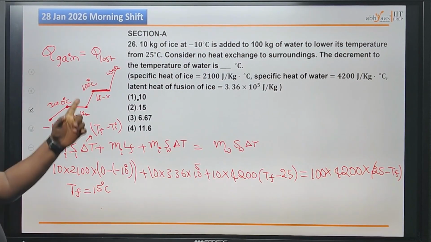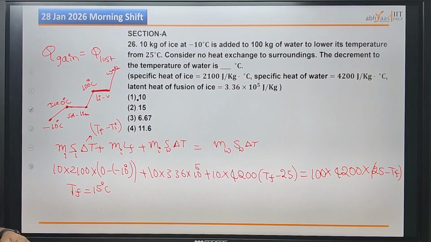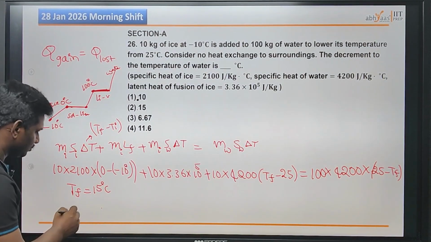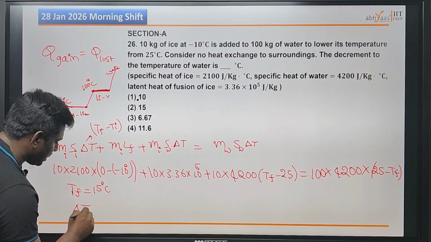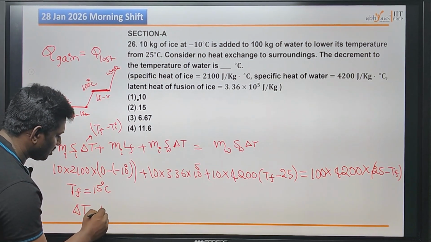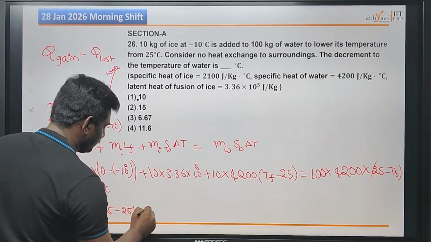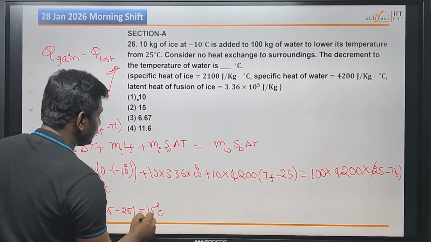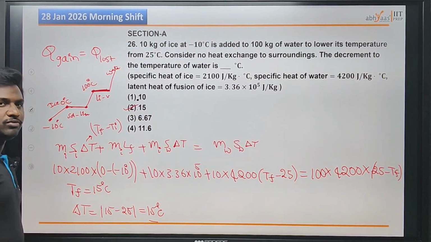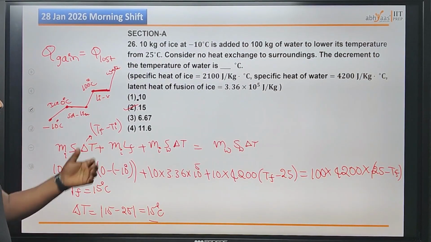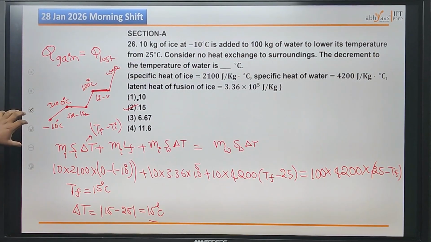But what is the lower temperature? You have to find the change in temperature, the decrement in the temperature of the water. What is that one? 25. So delta T can be written as mod of 15 minus 25. You will get 15 degrees centigrade. Option 2 is your answer. This is a little bit lengthy. Just remember this graph.